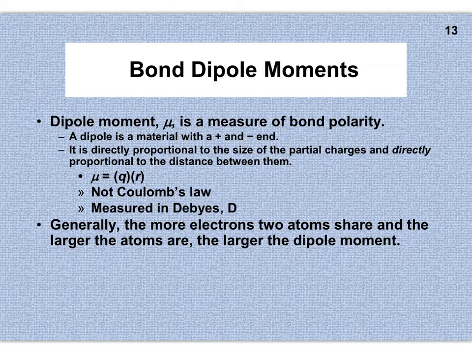So you may read in a problem something about a dipole moment. The dipole moment is a measure of bond polarity. So something that has a high dipole moment, and mu is the symbol for it, is polar. Something with a low dipole moment is nonpolar. Units for dipole moment are debyes, with a capital D. You will not see this on my test, but you might see it on the final.